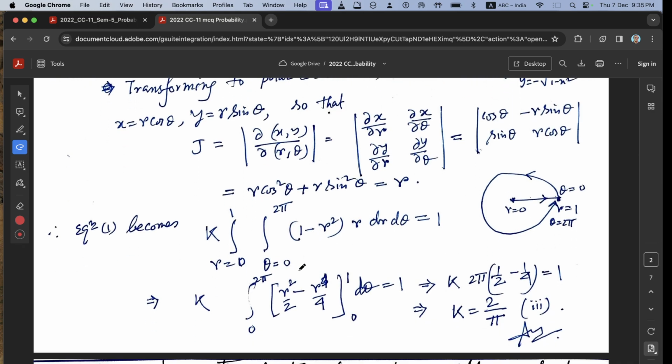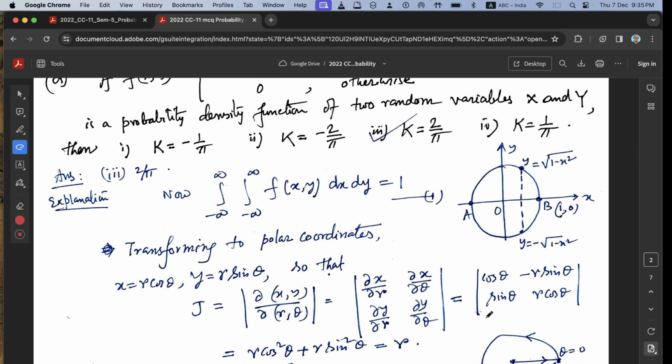So this equals, after integration with respect to r, r square by 2 minus r to the power 4 by 4, with limits of r from 0 to 1, and d theta, integration over theta from 0 to 2 pi, equal to 1. Hence 2 pi times half, so k equals 2 by pi. Hence the correct option is 3.